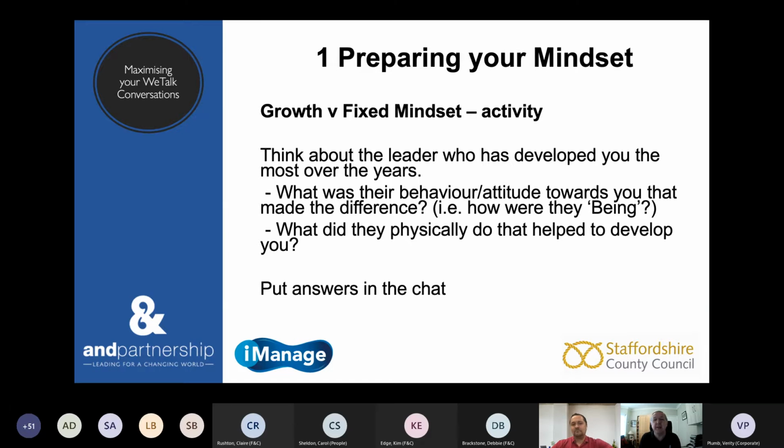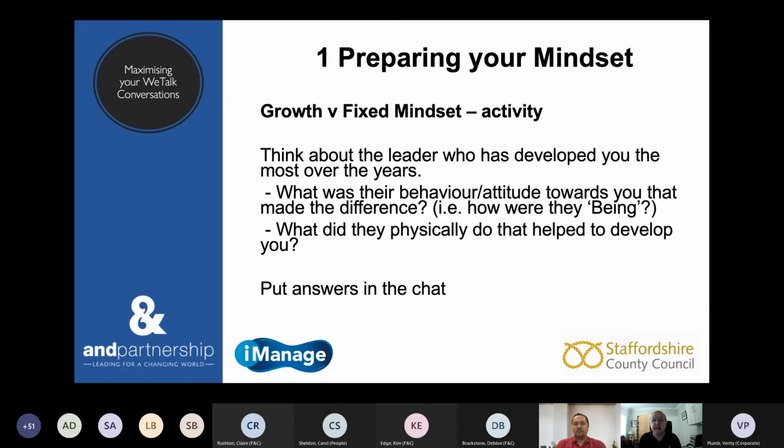So how can I apply some of those things that have grown me the most in the conversations that we have with our team members? It's quite a good activity to write all those down, the ones that you've put in the chat, just for your own benefit, to say, this is what leaders who develop people look like. How do I get to be more like that more of the time?